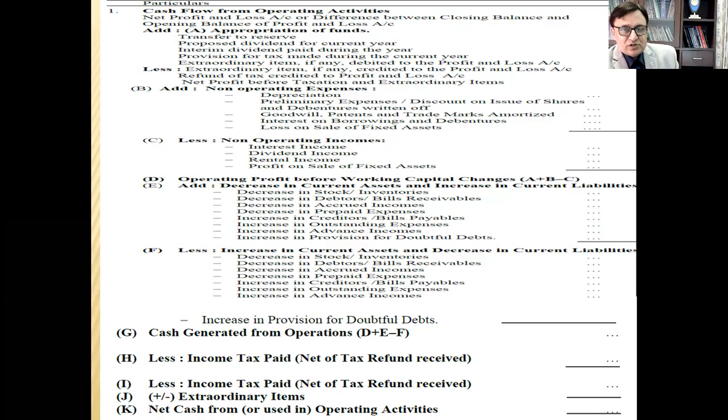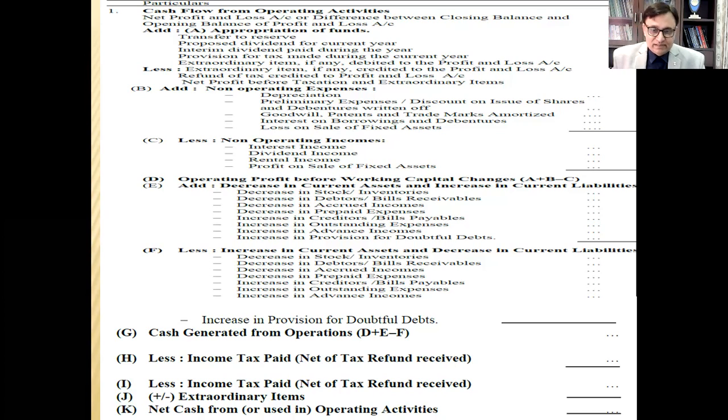For example, a decrease in stock and inventories: if there is a decrease, cash is realized. If there is a decrease in debtors and bills receivable, it means cash has been realized from the debtors. Similarly, a decrease in accrued income, which was charged to the profit, now means it is realized. Then a decrease in prepaid expenses. Regarding the liability side, an increase in creditors and bills payable, an increase in outstanding expenses, and an increase in advance income, which means more income has been received in the form of cash. Similarly, an increase in provision for doubtful debts. They all will be added back.